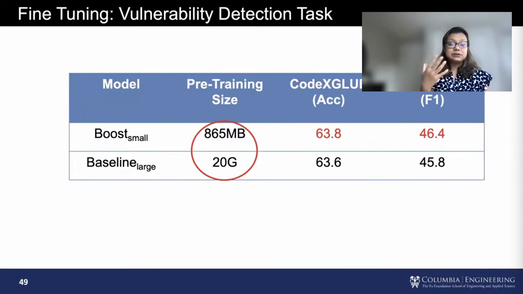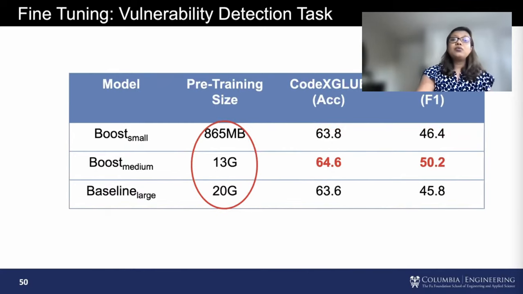The baseline, which is trained with huge data, like around 20 gig, when my fine-tuning task is vulnerability detection, performed at around 63% accuracy and 45% F1 on the two datasets. While our model, Boost, trained on a much smaller dataset of about 865 MB, is slightly beating the state of the art. And when we increase the dataset, but not as big as 20 gig, we can show that we are beating the state-of-the-art vulnerability detection by quite a bit of a margin.